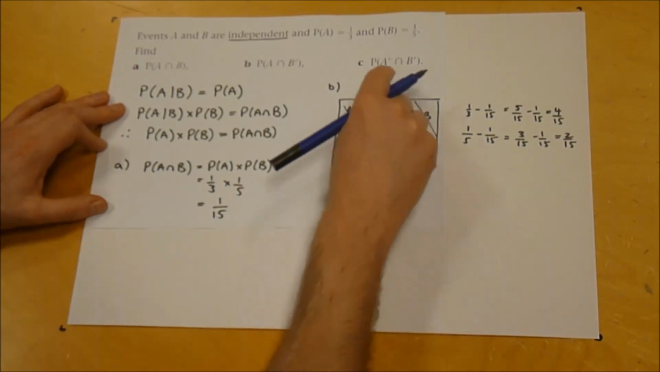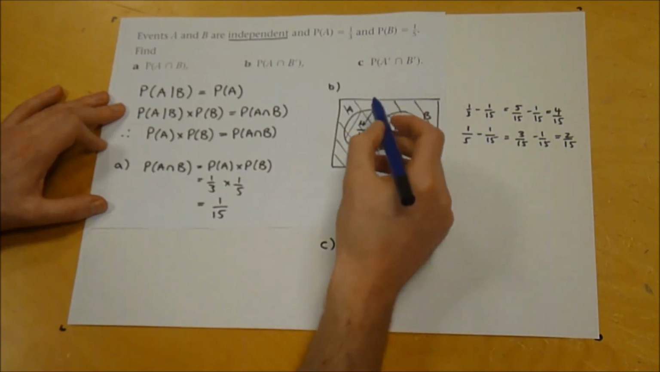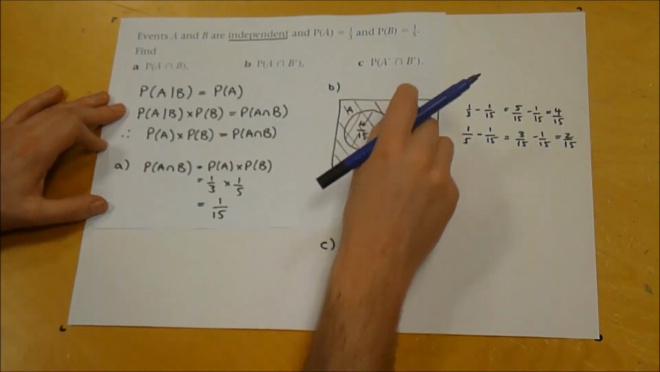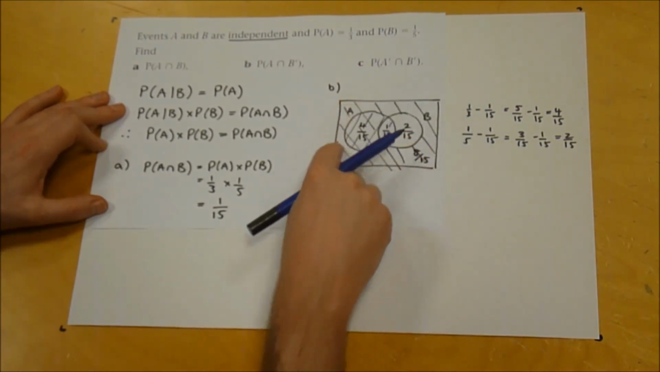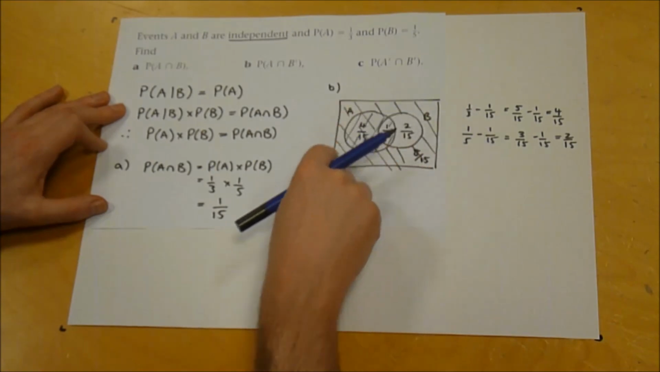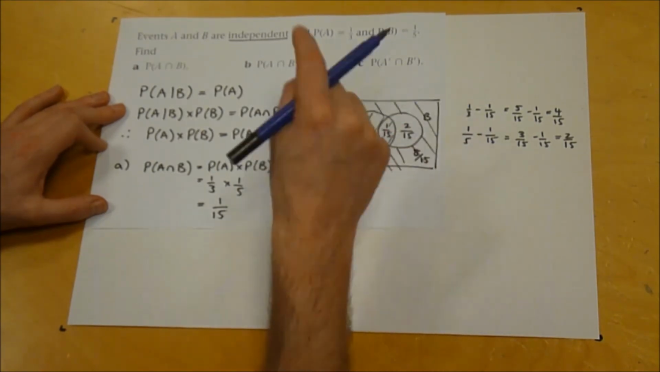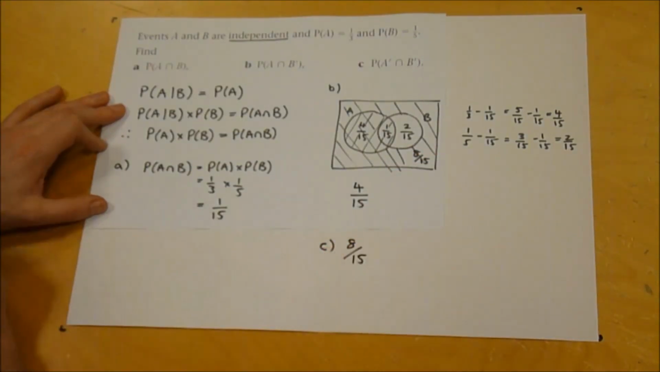The final bit, we want the probability of not A and not B. Well, this just stands for basically the outside, because we want to be not in A. Well, that's got to be this bit around here, but also not in B, which is this bit around here, and it's the outside that satisfies both. So that will be 8/15.